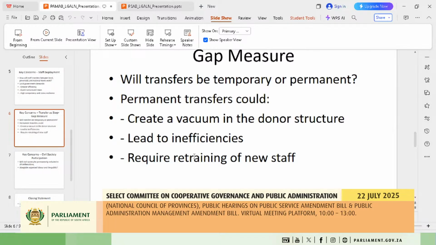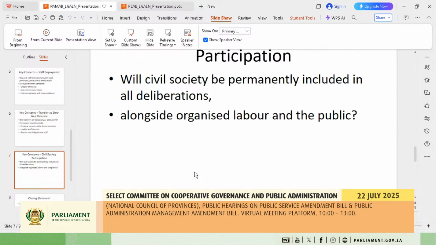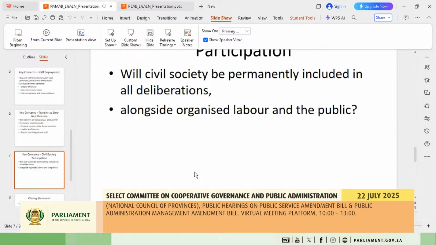We assume that those concerns might be taken care of by the labor structures, and we didn't want to extend ourselves into those boundaries. We just want to know, will civil society be permanently included in all deliberations? And I forgot to thank you all for having this deliberation, because what we have seen is that although public participation is entrenched in our constitution, there's a move to have procedural engagement, omitting substantial engagement. It's good to see that these kinds of engagements are happening, and we'd like to be included going forward in submissions of this kind.